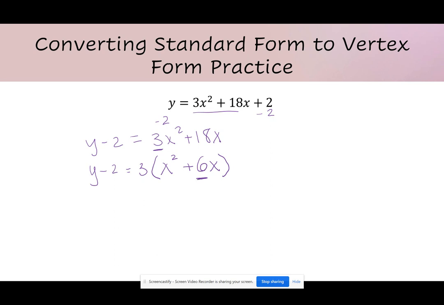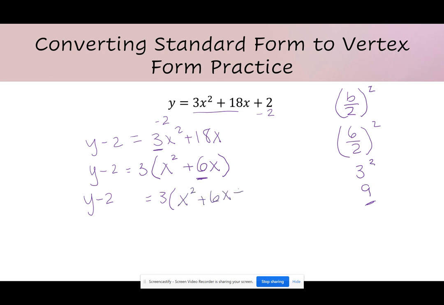Next, we're still taking this 6 and doing the b over 2 squared. So we have 6 over 2 squared, which is 3 squared, which is 9. So we want to add 9 to both sides, but the thing that's different here, so I'll start writing. We're adding this 9 on the right side inside the parentheses, which means that it's being multiplied by this 3 as well. So you're going to add to this side your 9 times whatever you factored out. In this case, it's 3.